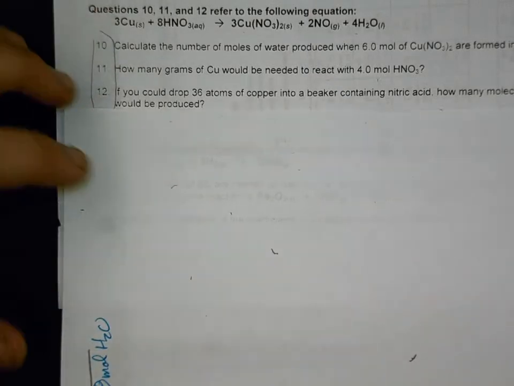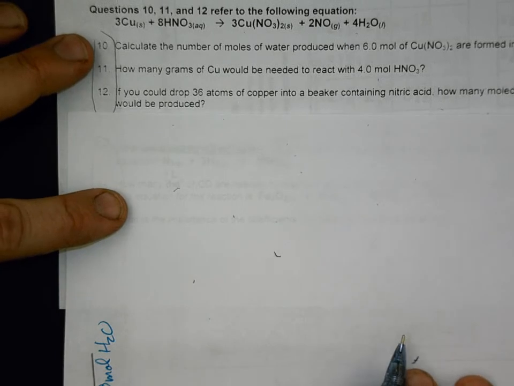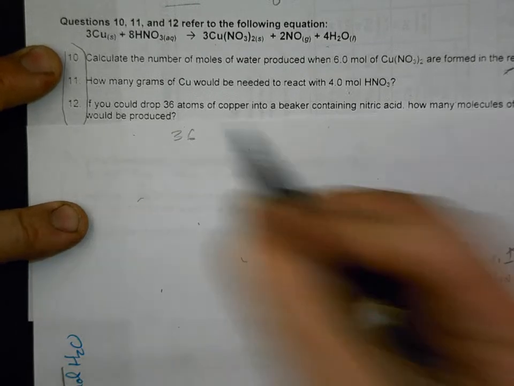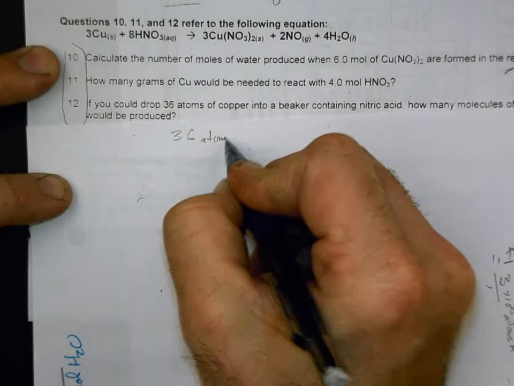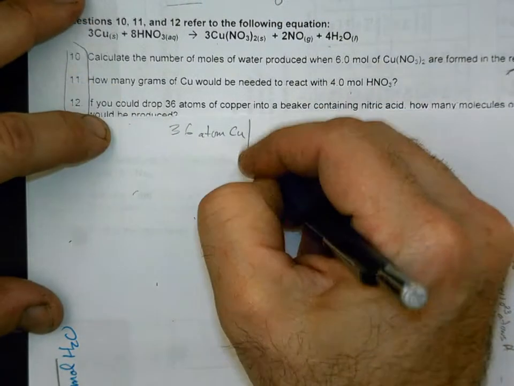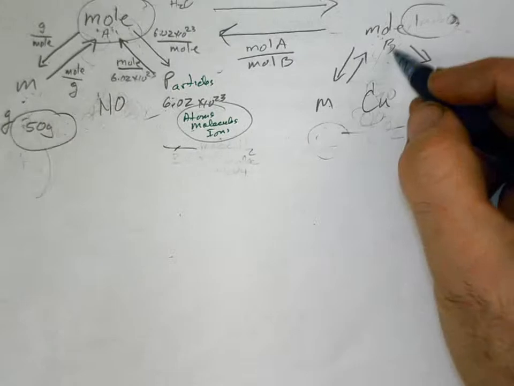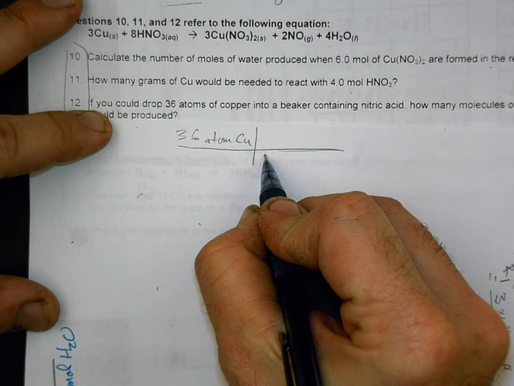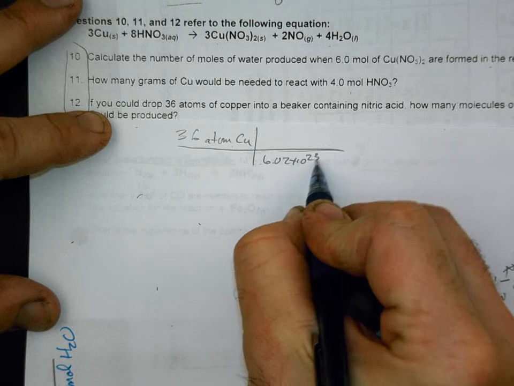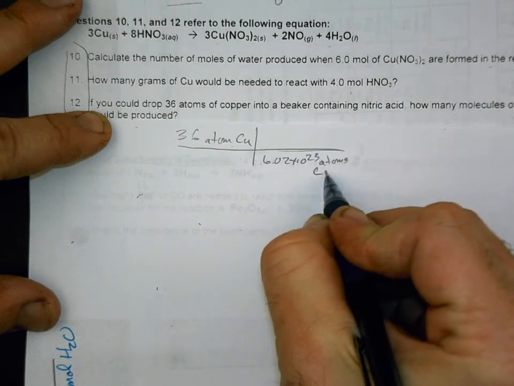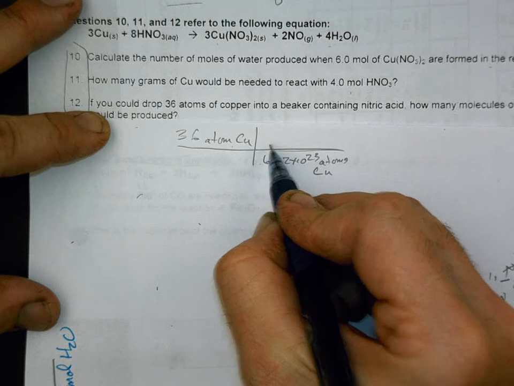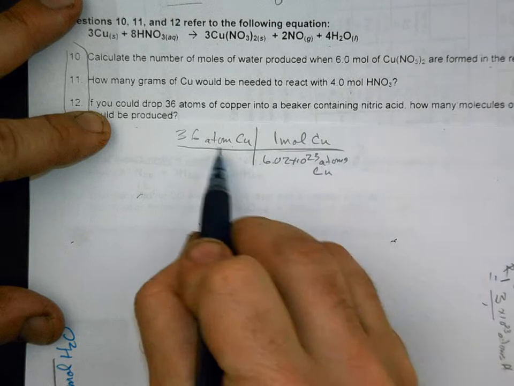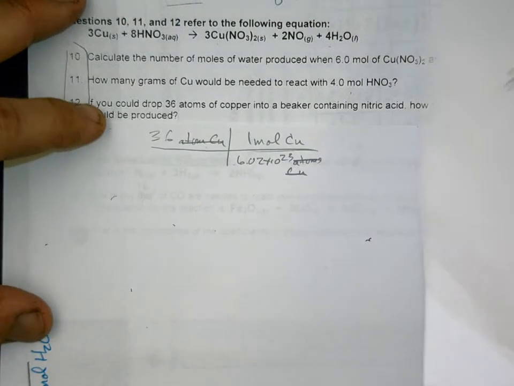What are we given in the problem? Come on, wake up out there. What are we given in this problem? 36 atoms. Thank you. 36 atoms of Cu. And we need to convert that into moles. So let's see. Oh, for that we have Avogadro's number. 6.02 times 10 to the 23 atoms of Cu is what? Come on, what is it? 1 mole. 1 mole of what? Of Cu. Okay, atoms of copper will cancel out. And at this point, now we got moles of copper.